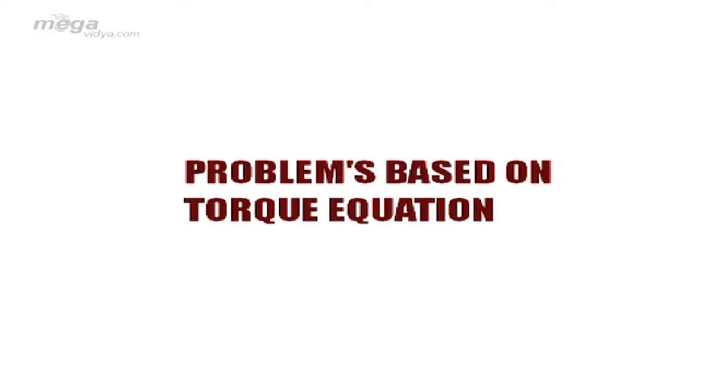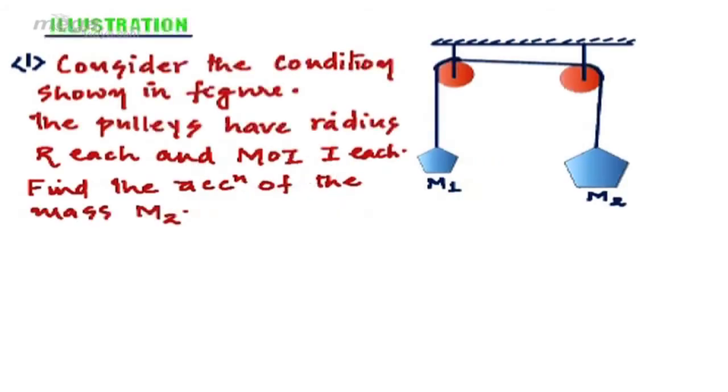Today we are continuing to discuss the problem based on the torque equation, which we discussed in the last session. According to the question, both the pulleys have radius R and moment of inertia I. We have to find the acceleration of mass m2.